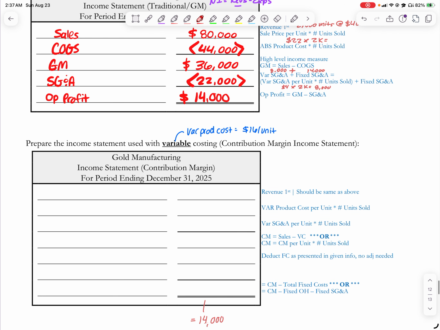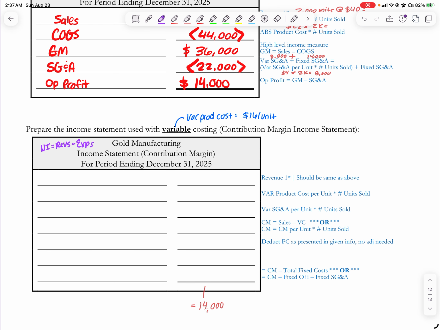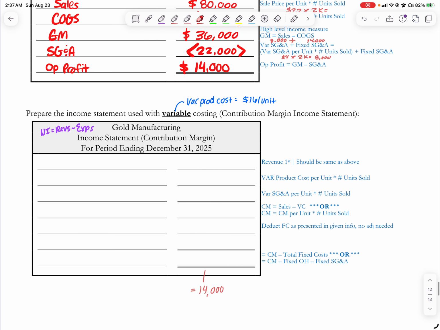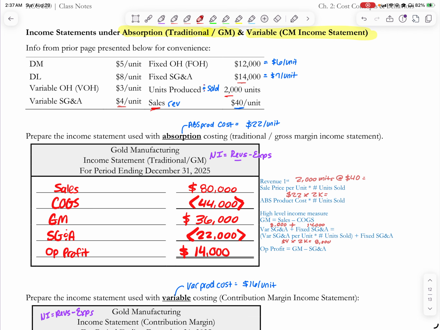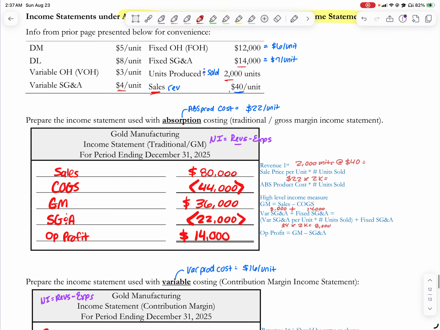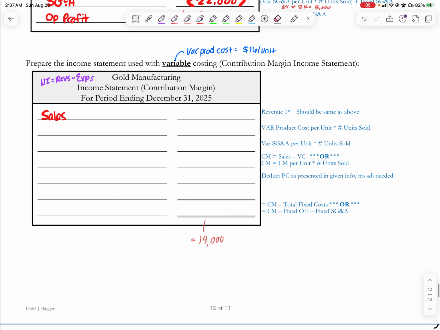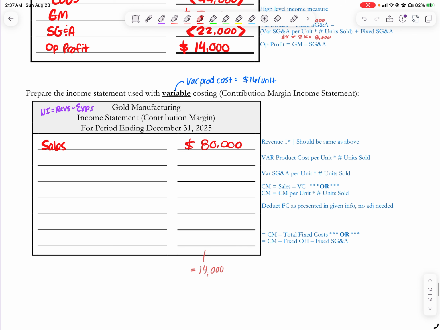So variable costing, once again, it's an income statement, which means we're looking at some revenues minus expenses. That's always going to be the essence of an income statement. That's the essence of income itself. So we start with the one revenue I have, which is still sales. I still sold 2,000 of them, still at $40 a piece, so sales should still be $80,000.